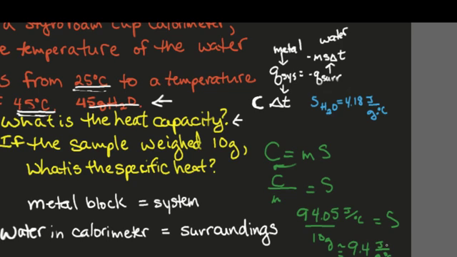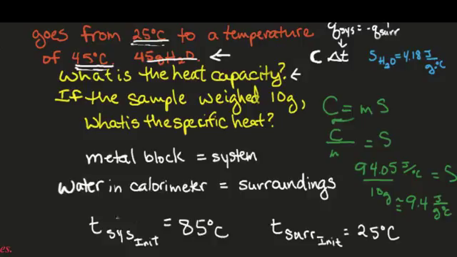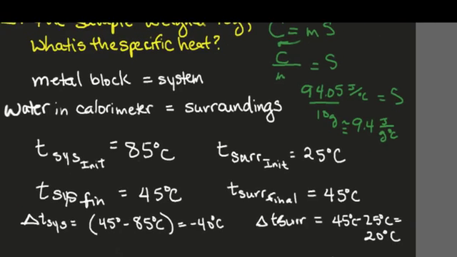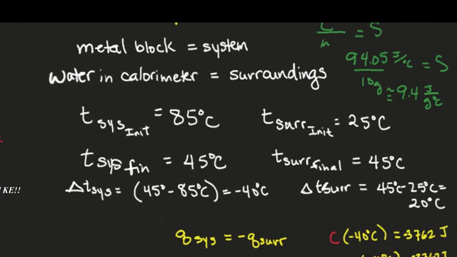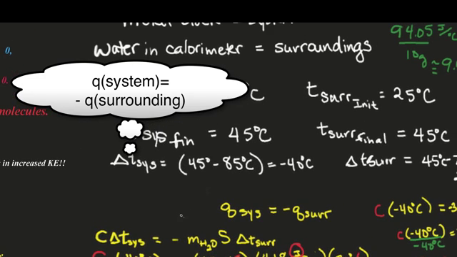All right, so I hope I've cleared up any confusion that you might have. Always just clearly label your stuff right off the bat. Figure out what your system is, figure out what your surroundings are. Then figure out what your initial temperature is and what your final temperature is. After you do that, calculate your delta T's, look up the specific heat or heat capacity that you need for your problem from your surroundings, in this case the water, and then just plug and chug. Okay? Again, this is the key part to this concept.